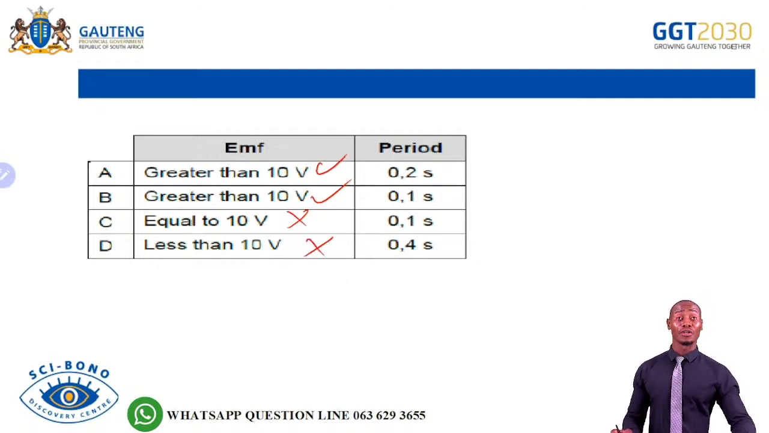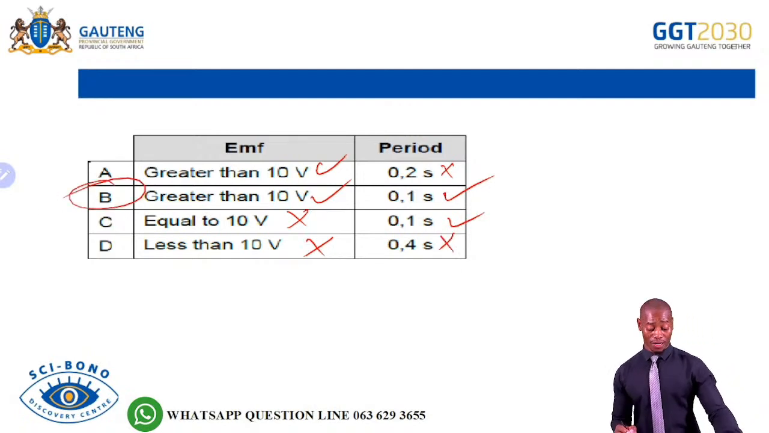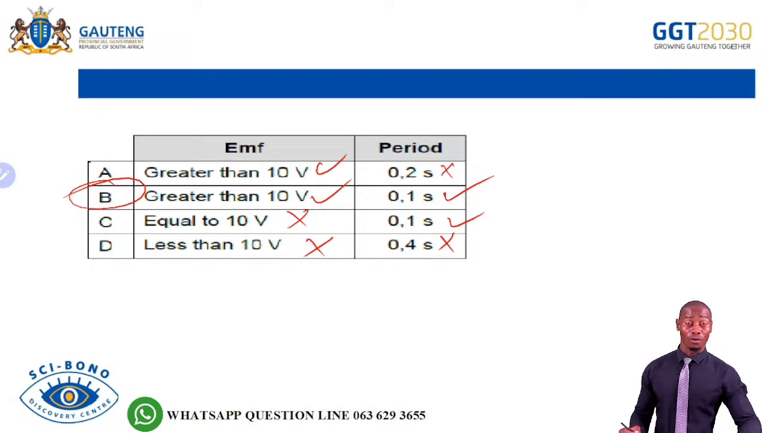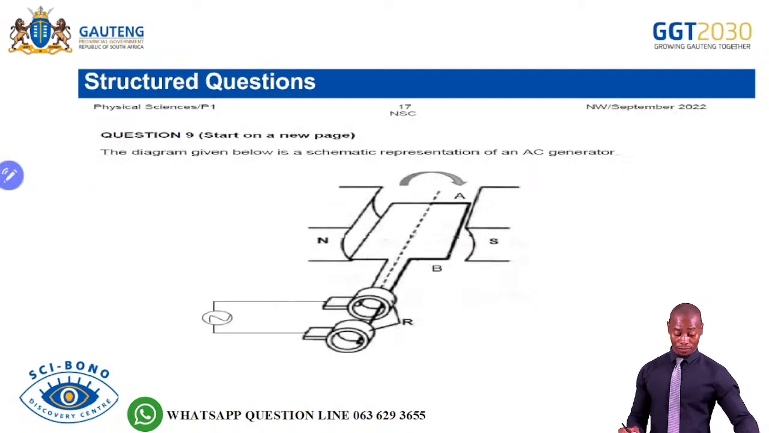Then let's check the period. The period can't be the same. It can't be 0.2. We are expecting 0.1. It can't be 0.4. So where we are having two ticks, then we are checking that one. So that is our correct answer. So please be careful when it comes to such questions. All right. So these are the solutions. We have talked about that.